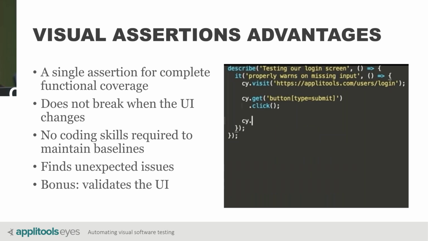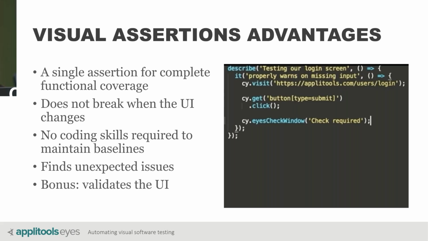Now, visual assertions have several important advantages over the traditional functional ones. First of all, usually there are few assertions, but if there are many of them, it saves even more maintenance effort. You write a single assertion, a single line of code, that gives you complete functional coverage for everything that is displayed on the UI at that point. So it takes a fraction of the effort to create and maintain tests while getting more coverage. Another important advantage is that when the UI changes, the test code doesn't break.